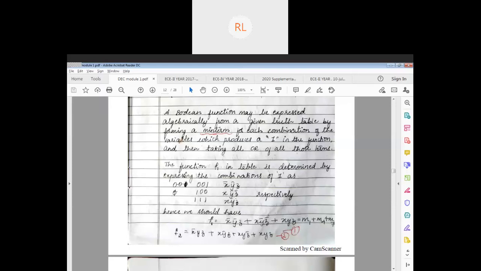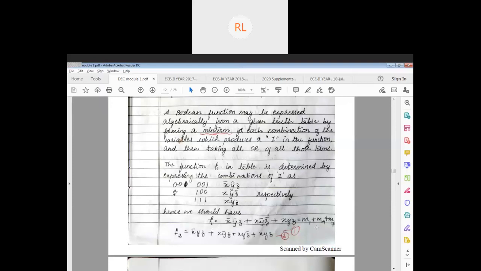And similarly here, since it is 1, it is high, so I use x. And then 0, 0 gives me y bar and z bar. Similarly, I have x, y and z. So if I have to represent it in the form of min terms, f1 is equal to, I add all these three terms, and I bring them down here.